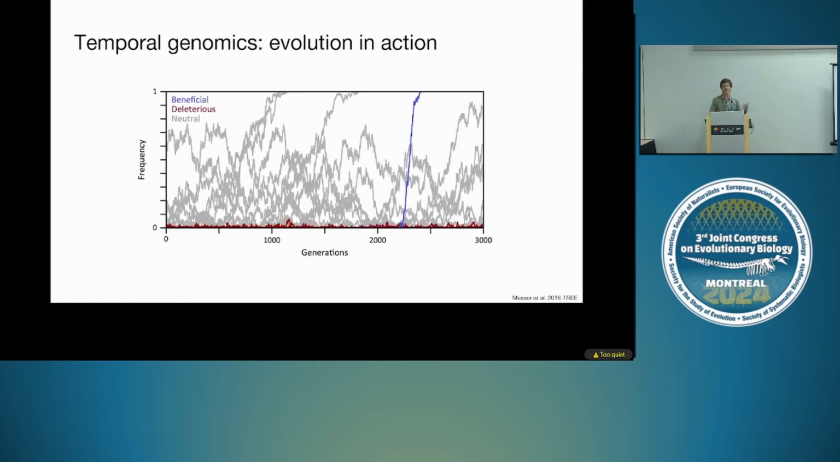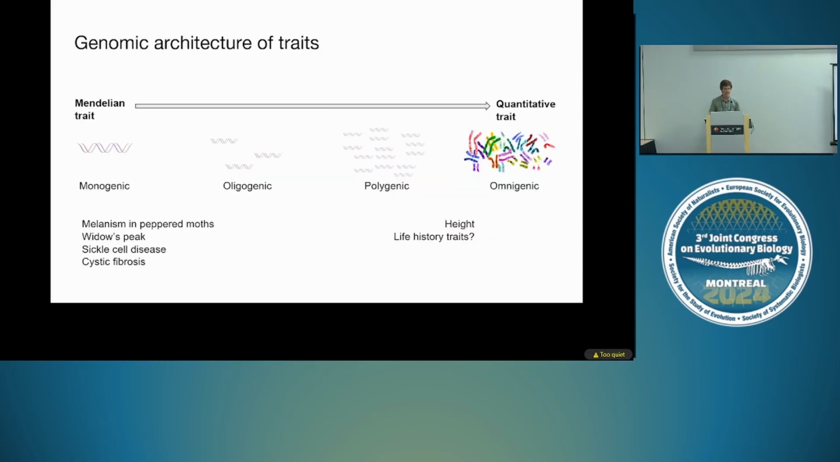Evolution, after all, at its core is a change in allele frequencies through time, and the dynamics of those alleles provide some indication about the processes that are driving that change, including positive and negative selection or neutral drift. Those genomic signatures, though, also depend on the architecture of the traits that are under selection.